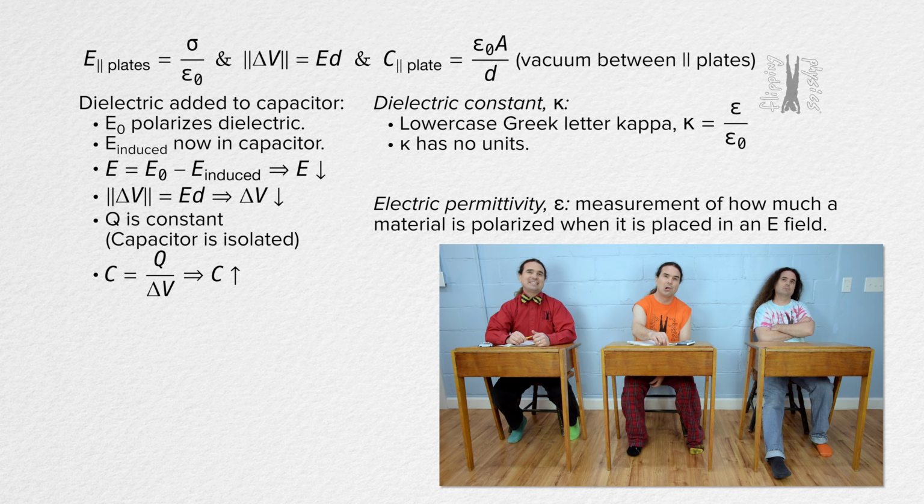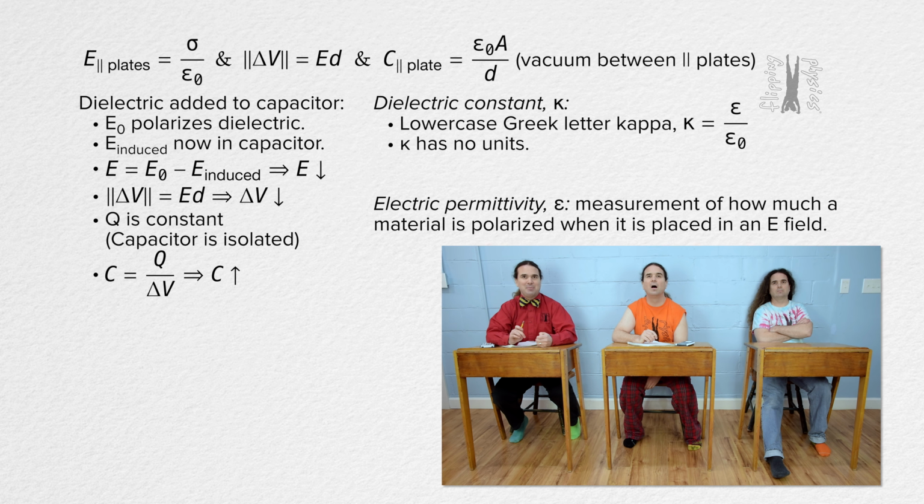Oh, right. That makes sense. That is exactly what happens to a dielectric when it gets placed in a capacitor. The dielectric gets polarized in the electric field of the capacitor, and the electric permittivity of the material is just a measurement of how much the material is able to be polarized.